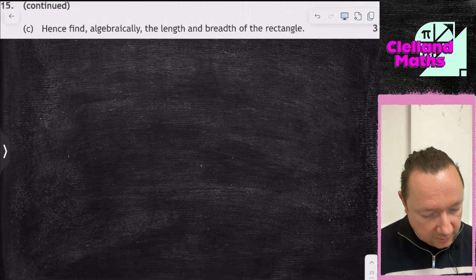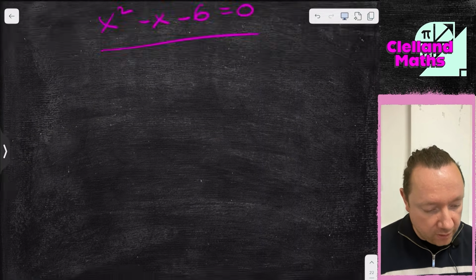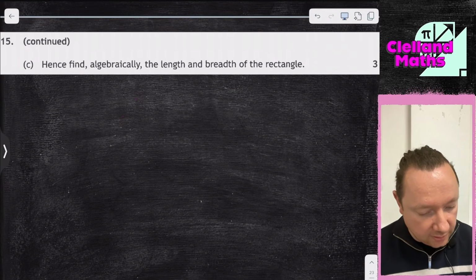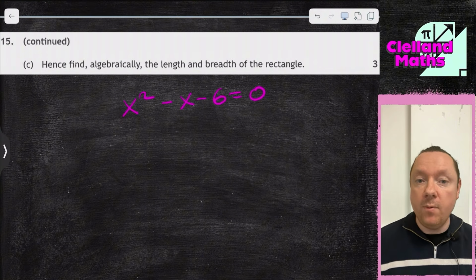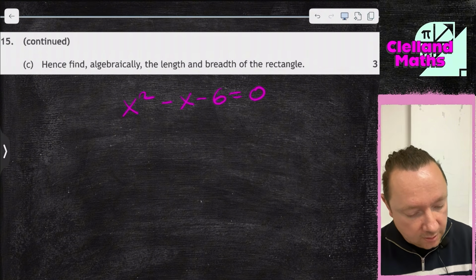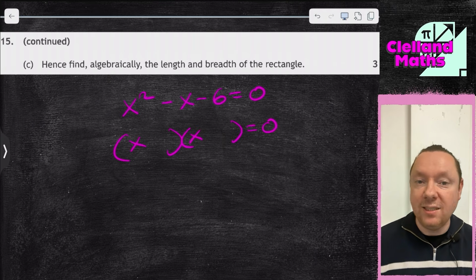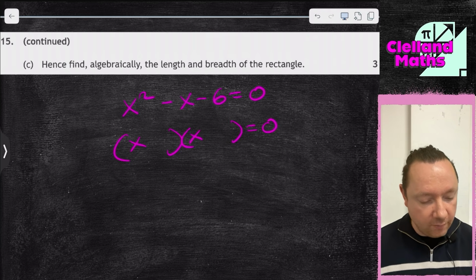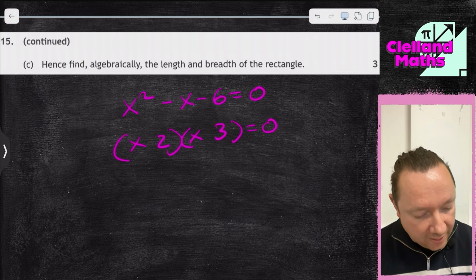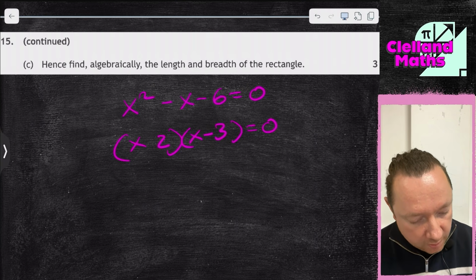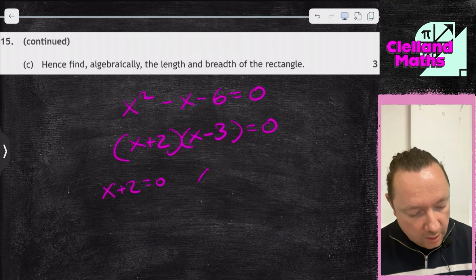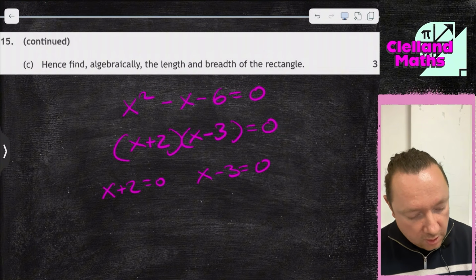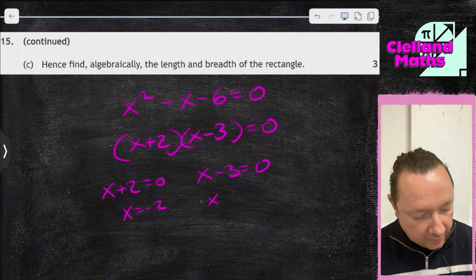So part C says, hence find algebraically the length and breadth of the rectangle. So we've got x squared minus x minus 6 equals 0. A quadratic equation, and since we're in paper 1, it probably factorises. Double brackets, x and x, 2 numbers that multiply to make 6 but add to make 1, well that's 3 and 2. And I want minus x, so minus 3 plus 2 is minus 1. So x plus 2 equals 0, and x minus 3 equals 0, so x equals minus 2, and x equals 3.